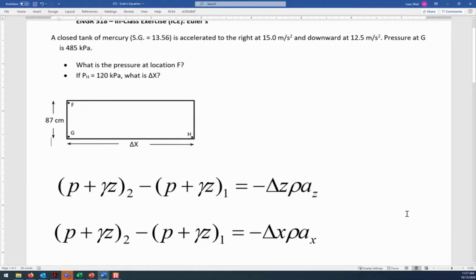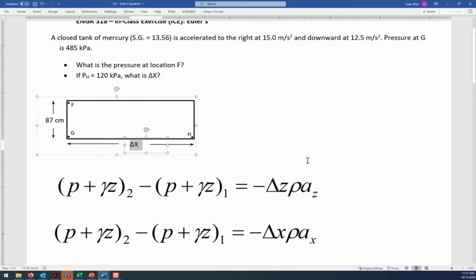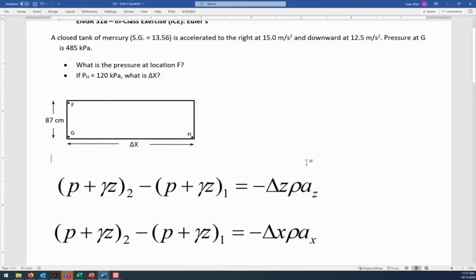I want to pause for a second and see if you can apply Euler's equation in the vertical direction, and then we'll look at that together before you continue on to find the distance between H and G. So rather than finding an unknown pressure change, we do know the pressure at location H, and we're solving for the unknown distance.